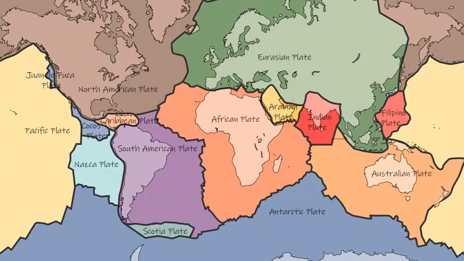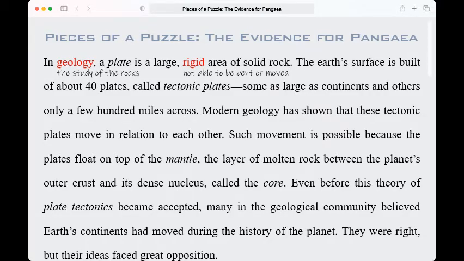As you can see, mostly these are the big chunks, the larger pieces. There are smaller pieces than this, but these are basically roughly what plate tectonics looks like. There are about 40 of these, and they're called tectonic plates.